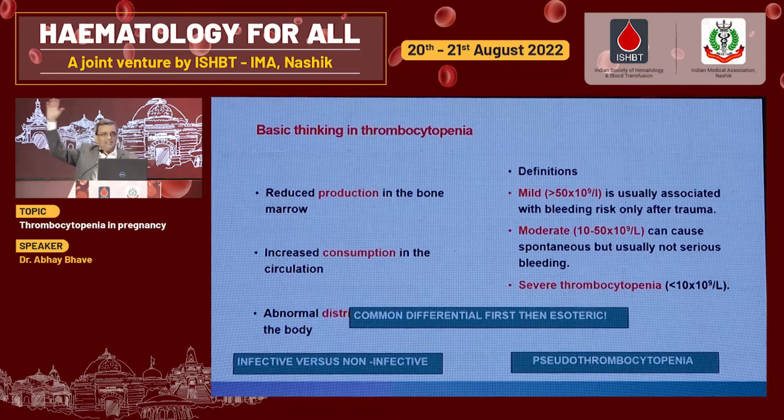Patients don't want fantastic diagnosis. They just want to know, problem hai ya nahi hai. That's what they want to know. So we have to sort out their mindset also.